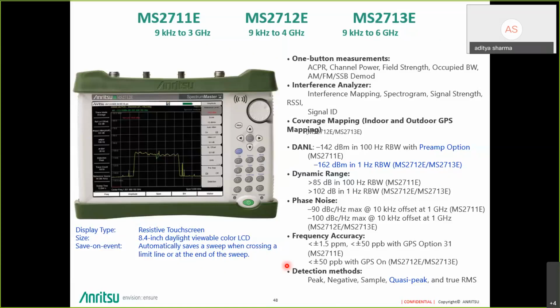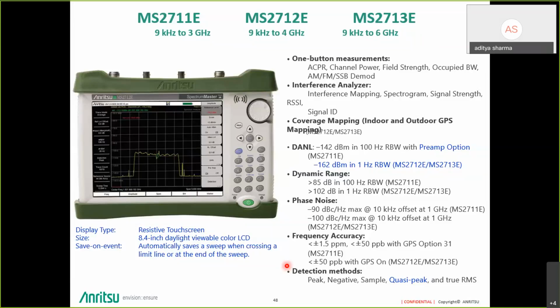If I talk about the specs, the DANL is minus 152 dBm per 100 hertz. Dynamic range is 102 at 1 hertz for MS2712E and 13E. Phase noise is minus 90 dBc per hertz and minus 100 dBc per hertz at 100 kilohertz offset. If I talk about the frequency accuracy, it's in parts per million, which is 1.5 parts per million. However, for 12E and 13E, it's 50 ppb, parts per billion, which is very high with GPS.